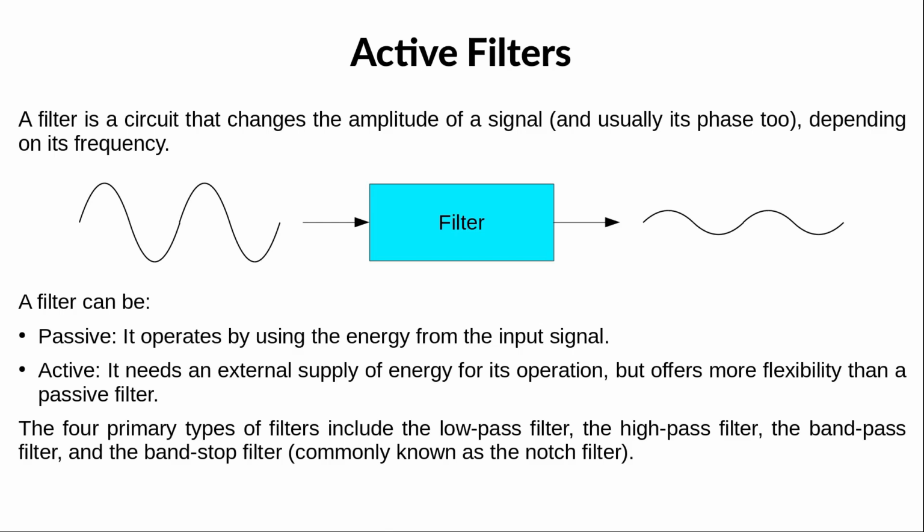We cannot discuss all existing filters, so here we are going to focus on an example of each primary type of filters: the low-pass filter, the high-pass filter, the bandpass filter, and the bandstop filter, which is also known as the notch filter.